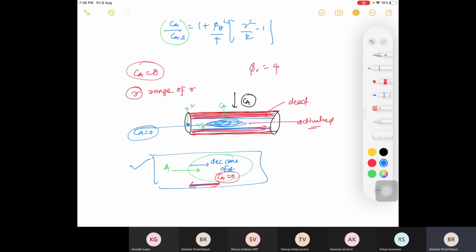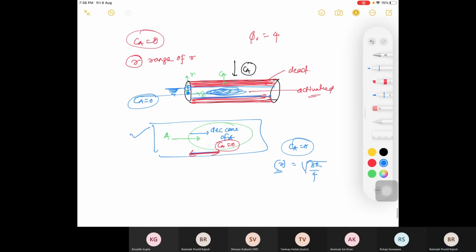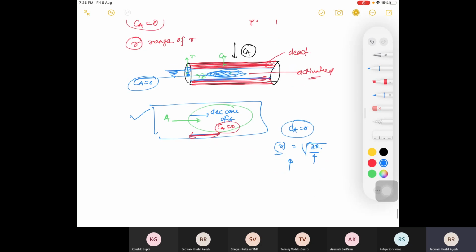So you can write that from 0 to this length, this blue one, the concentration CA is equal to 0. You just substitute there and you'll get R, that is root 3R by 4. So this is your extreme value, and your starting value will be 0 from the center. So you'll have this range where the concentration of A will be 0. I hope everyone is clear with this.